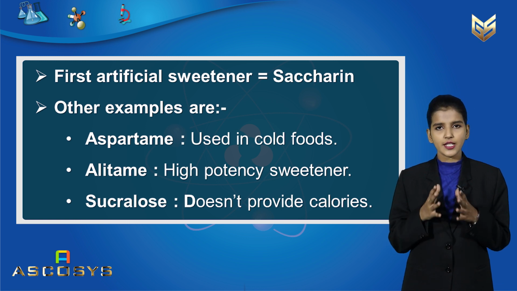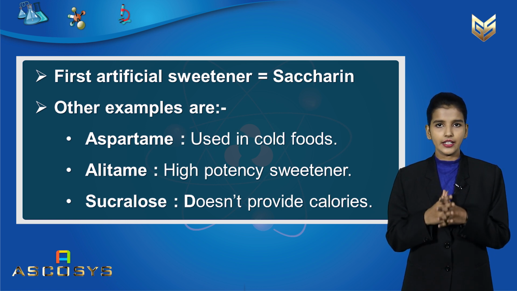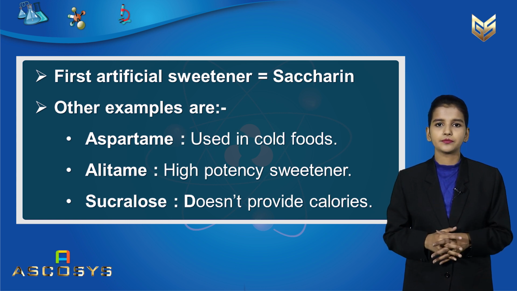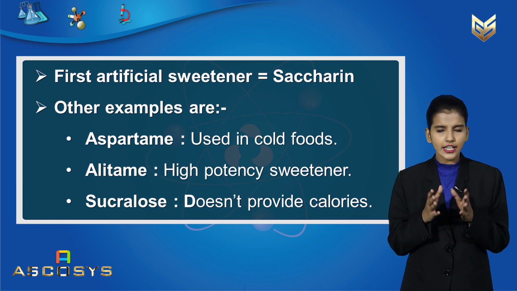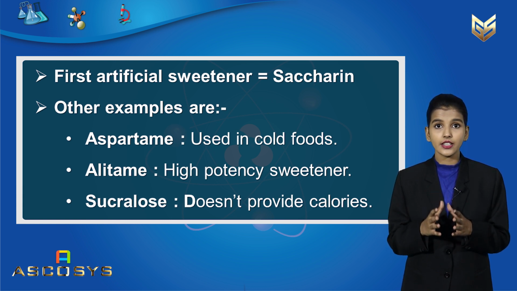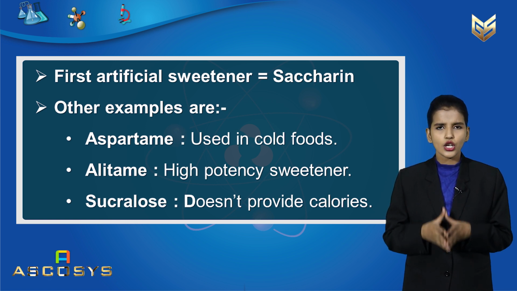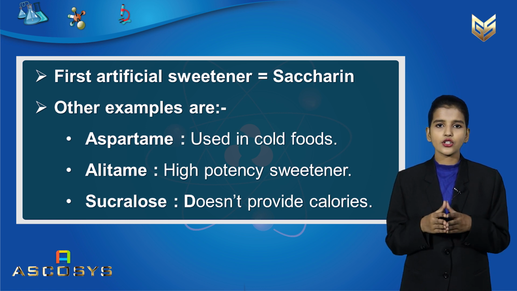Another example is aspartame. Aspartame is used in cold foods because it is unstable at cooking temperature. The second example is alitame. Alitame is a highly potent sugar, so its sweetness is too high to be controlled. The third example is sucralose. Sucralose is a very useful artificial sweetening agent since it does not provide any calories. So, these are important examples of artificial sweetening agents.